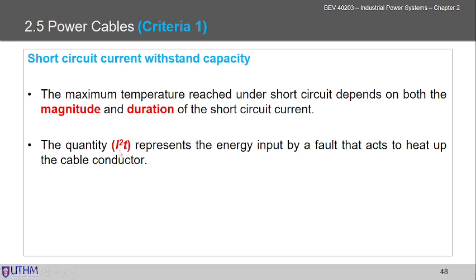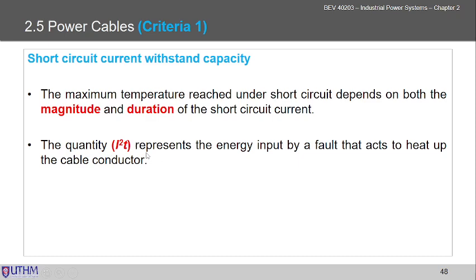The quantity I squared T is the energy. Energy depends on the time. So the longer the time the short circuit current happens, the more energy it will produce. That is why this energy will heat up the cables.